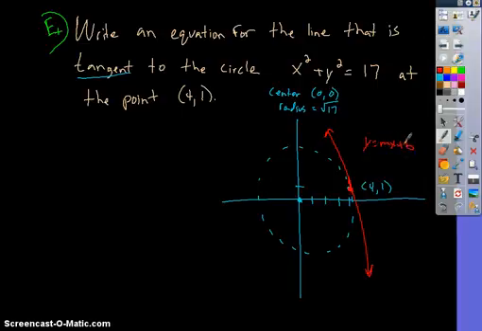All right, so let's think about what we know about geometry. First of all, we learned that the tangent line meets the radius of that circle at a right angle. So essentially, I'm looking for the slope of this line because this is a perpendicular line. I'm going to find a perpendicular slope. It's going to be the opposite reciprocal.